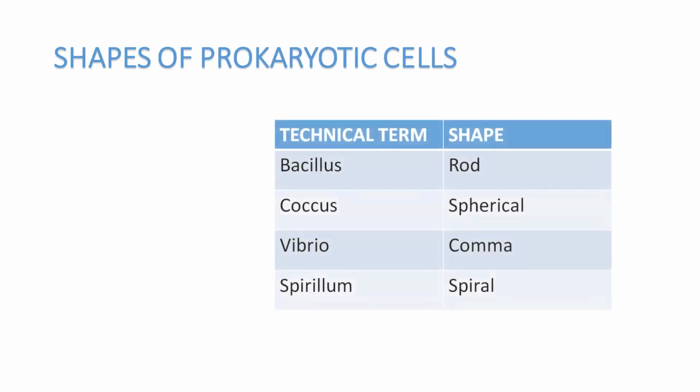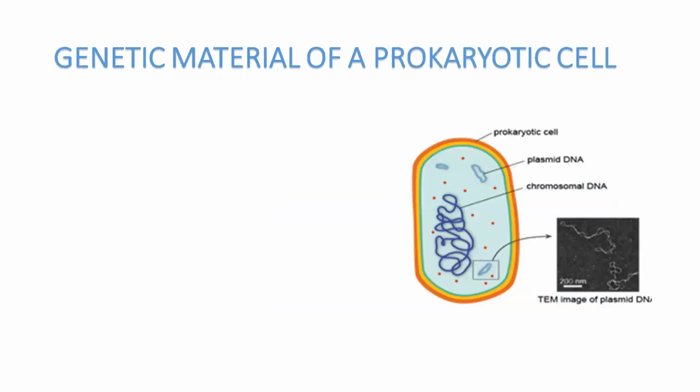There are four different types of shapes and their technical names. The rod-shaped bacteria we call bacilli. Spherical shaped we call cocci, comma shaped we call vibrio, and spiral shaped we call spirillum. Coming to the genetic material, it has only a single chromosome, which is naked, meaning freely floating in the cytoplasm, right? And it is circular, meaning the end points of the chromosome are connected. This is the chromosome, or genetic material, of the bacteria.